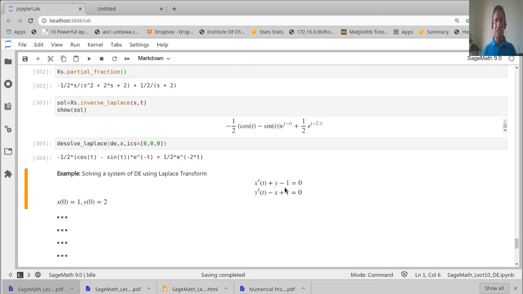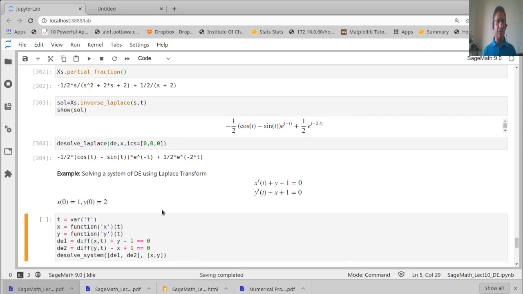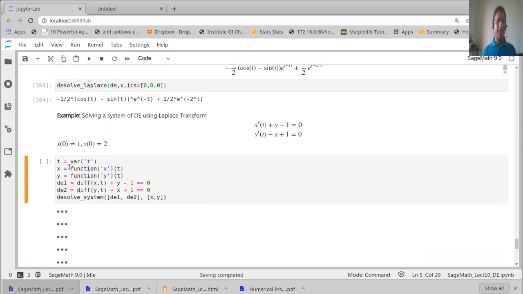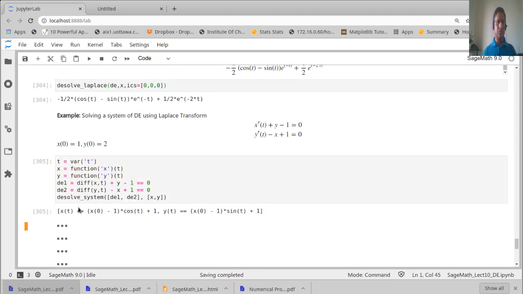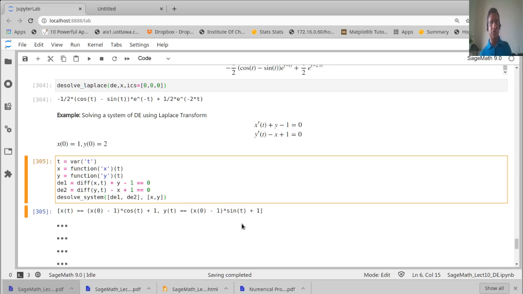So here is a small example, so let us see how we can do it. Again you define these two differential equations, de1 and de2, and then try to solve. So you can use desolve_system. So this is using the inbuilt function. Of course, it doesn't use Laplace transform.